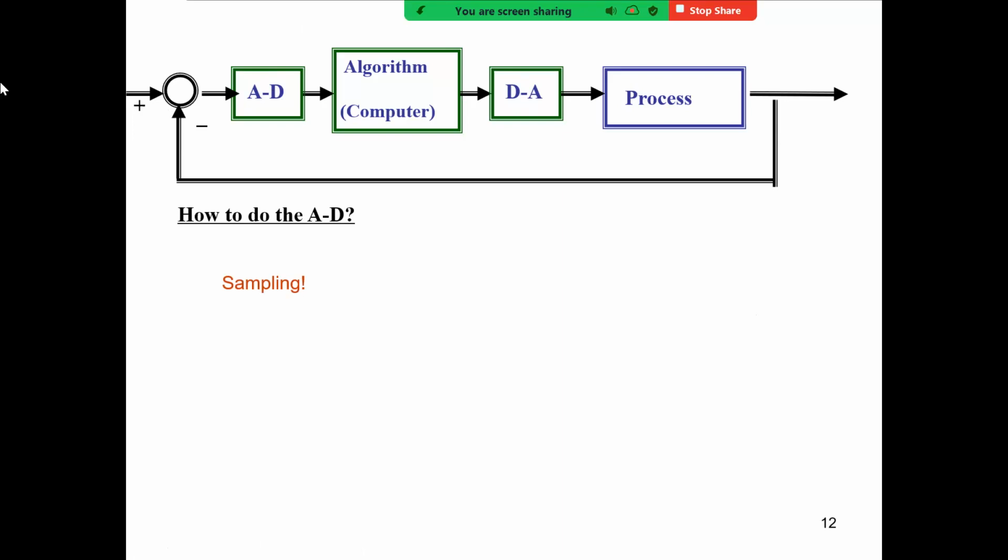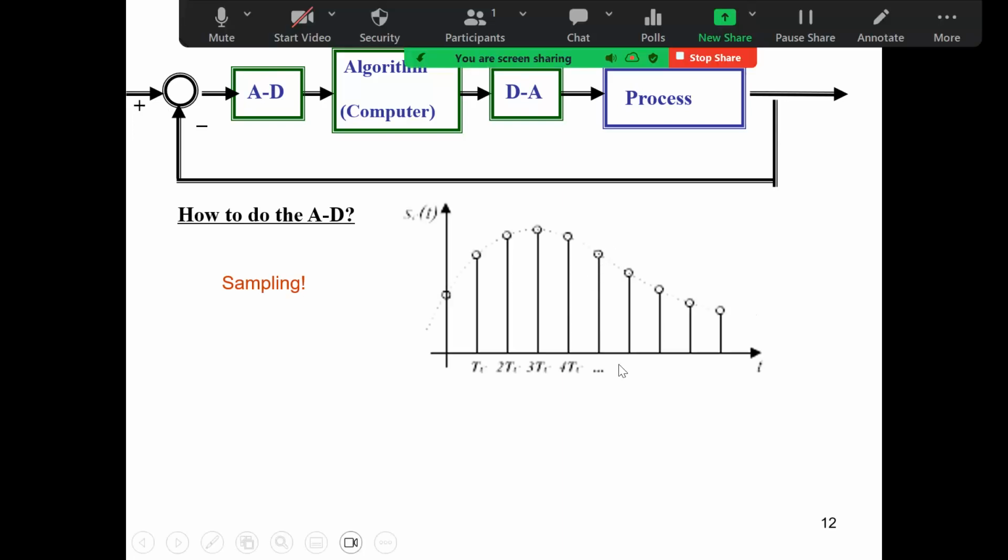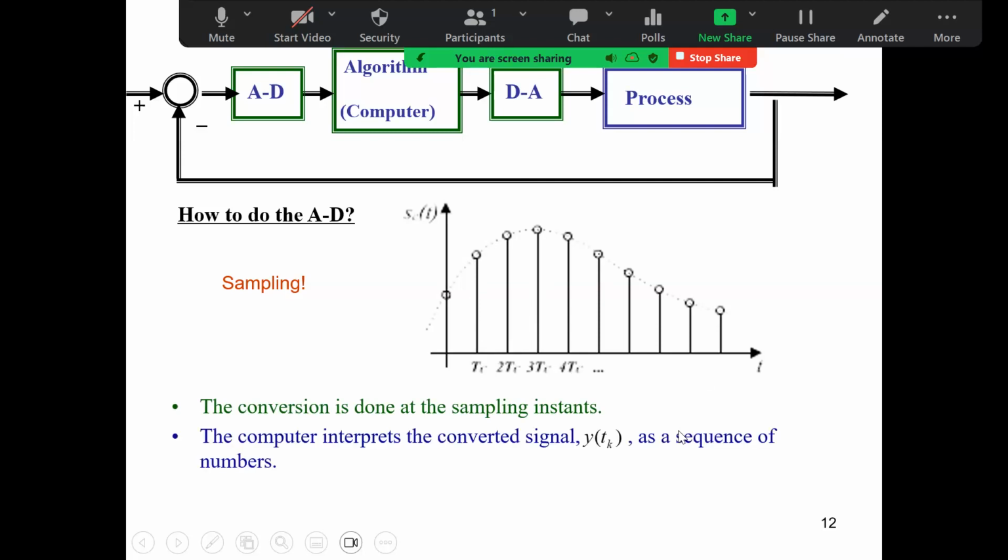Sampling, easy. You have a sampler, you just extract signals at some time instances, like this. And the conversion is done at those time instances. So I don't have all the information between those sample instances. I only take the signals at those sample instances. And then, in this way, the computer will interpret the signals as a sequence of numbers.